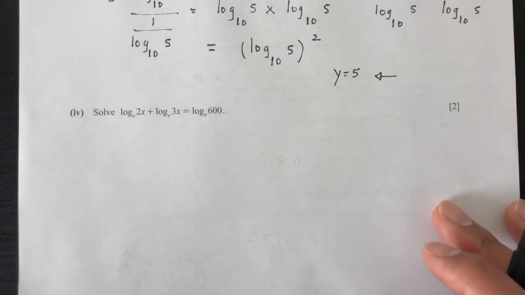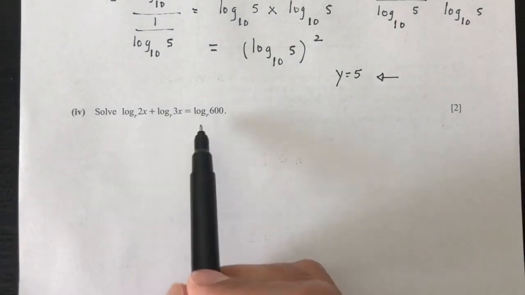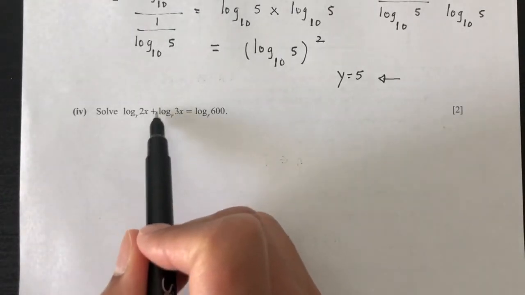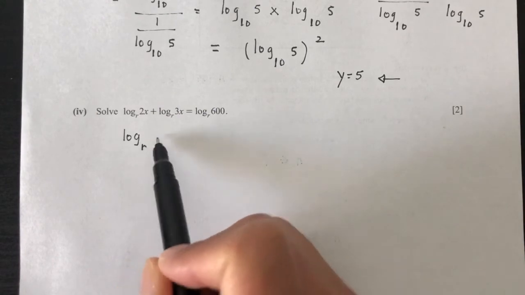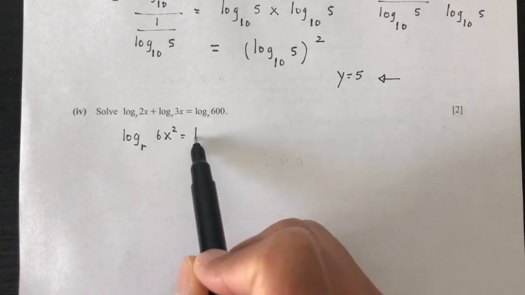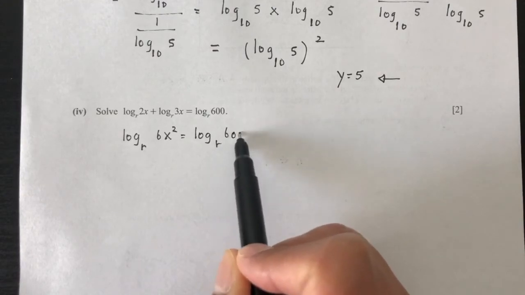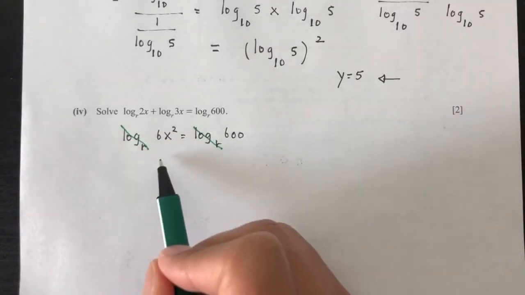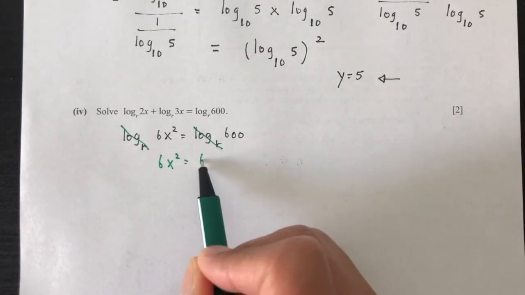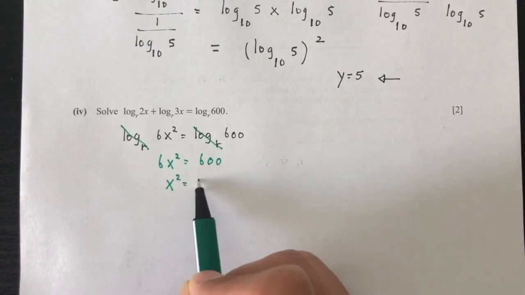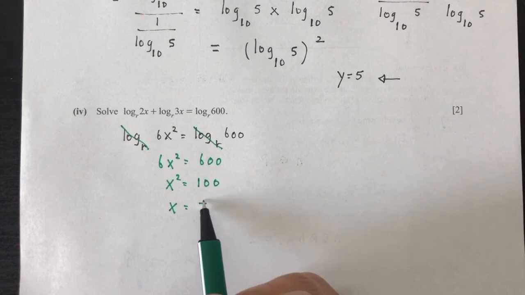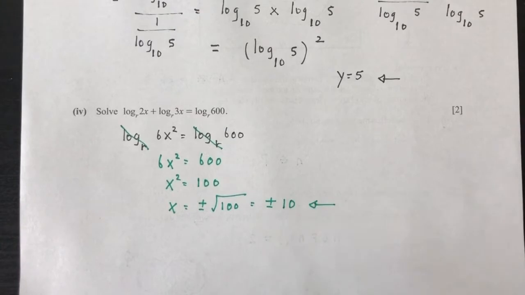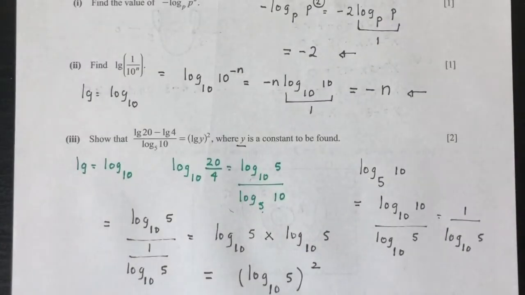Now let's move on to part 4. You have to solve this equation. First, you see everything has the same base r, so we can combine them together. For these two, when you have plus, it is multiply. You will have log base r of 6x squared equal to log base r of 600. Now since both sides have the same log, we can cancel out, and you will have 6x squared equal to 600. So x squared is equal to 100. x will be plus or minus the root of 100, which is plus or minus 10. That is your answer for question number 3.